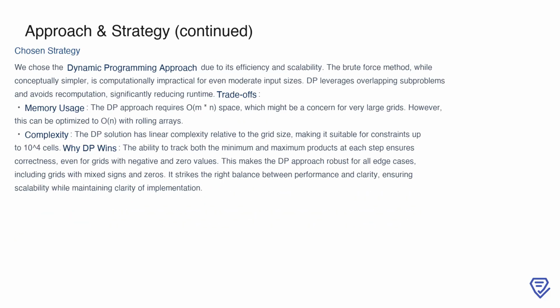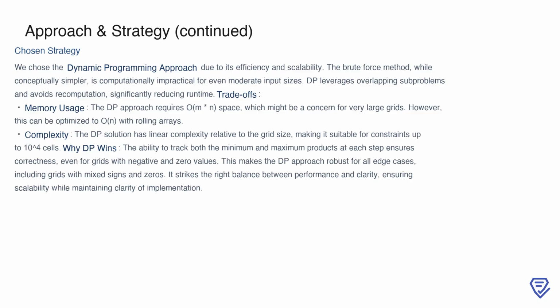Considering the trade-offs, we chose the dynamic programming approach for its efficiency and scalability. While the brute force method is simpler conceptually, its exponential complexity makes it unsuitable for even moderately sized grids. The DP approach, on the other hand, avoids recomputation by utilizing overlapping subproblems, making it significantly faster. One trade-off is the memory usage, as the DP tables require O(m*n) space. However, this can be optimized to O(n) using rolling arrays.